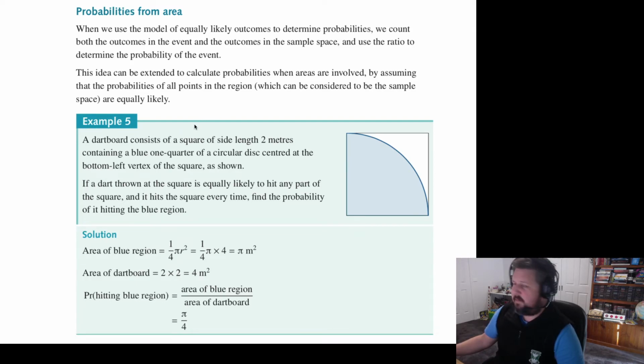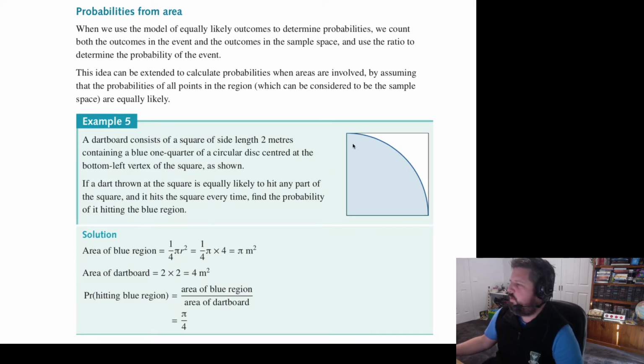So example 5 sort of takes this on board, and it says here we've got a dartboard, and this is not your traditional dartboard. It's a square that's 2 meters by 2 meters, and it's got a quarter of a circular disc centered at the bottom left vertex of the square as shown. And so they're saying here you can throw a dart at the dartboard, and it's thrown at the square and it's equally likely to hit any part of the square. Find the probability of hitting the blue region.